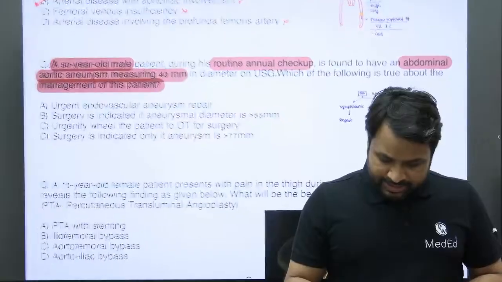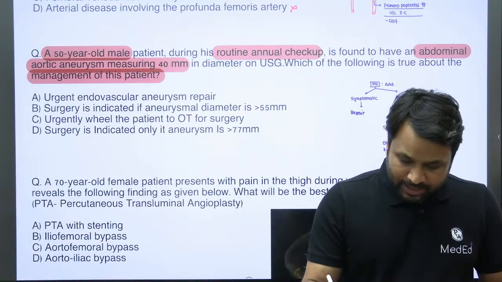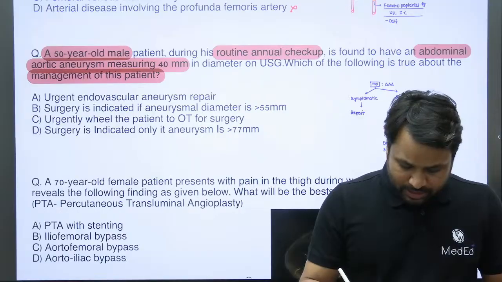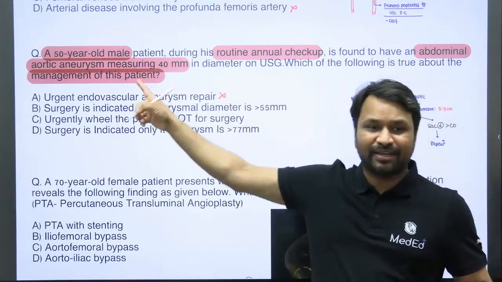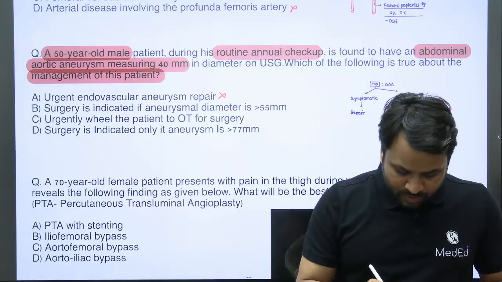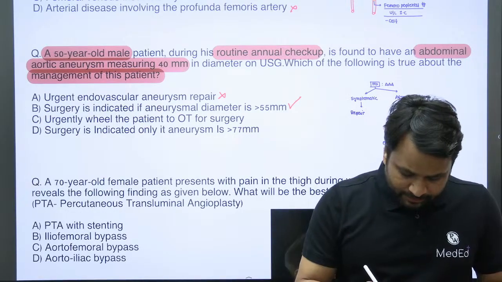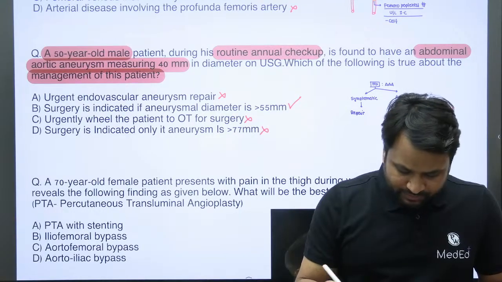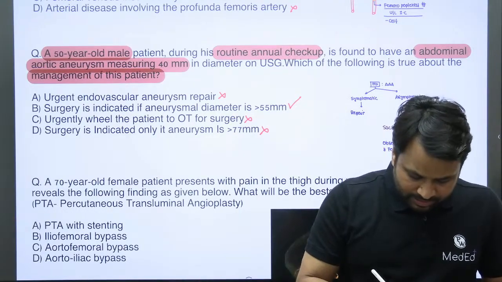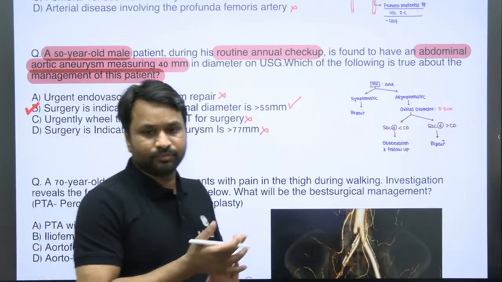Now here it says, which of the following is true about this? Do we require an urgent endovascular aneurysm repair? It is asymptomatic, 4 centimeters, that means less than 5.5, it is not in the critical diameter. Surgery is indicated if the aneurysm diameter is more than 5.5, it is correct. Urgent, wheel the patient to OT, no requirement. Answer here is B for Bombay. Is that clear?